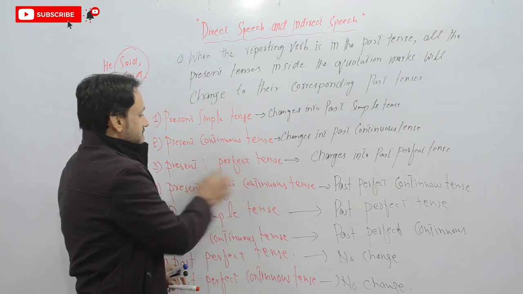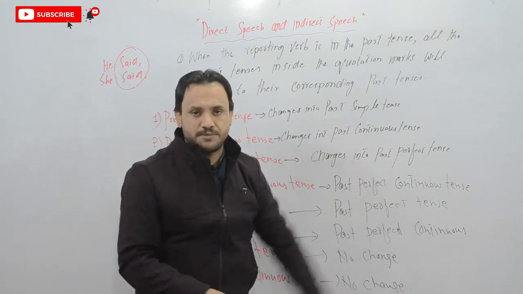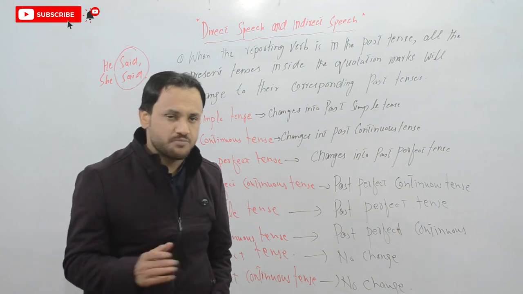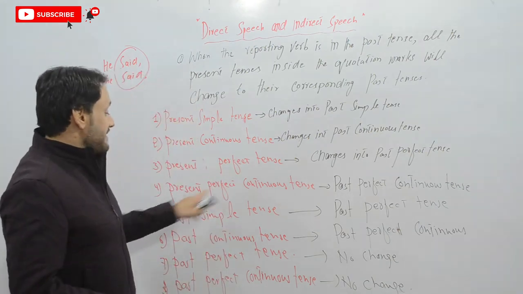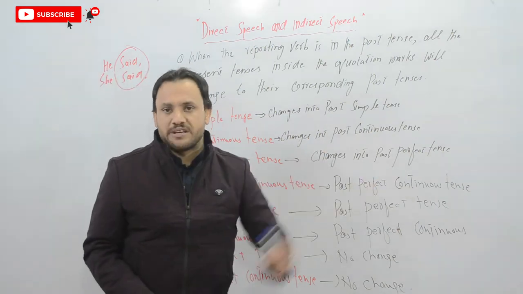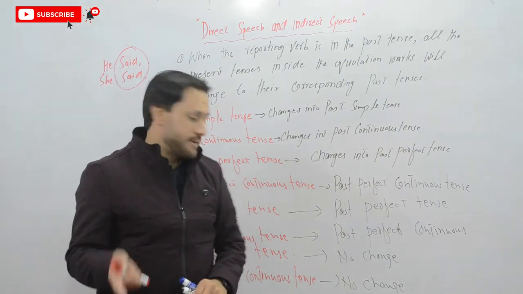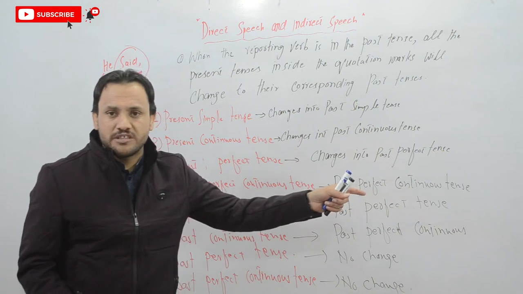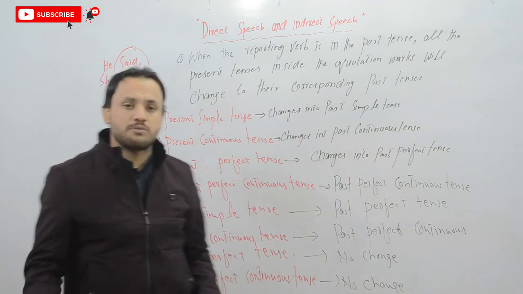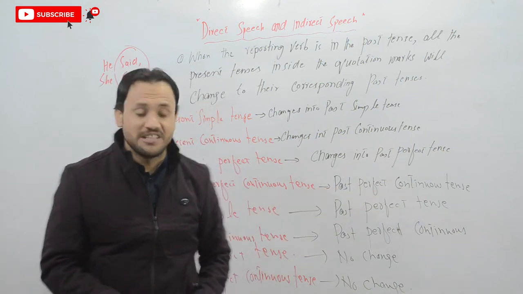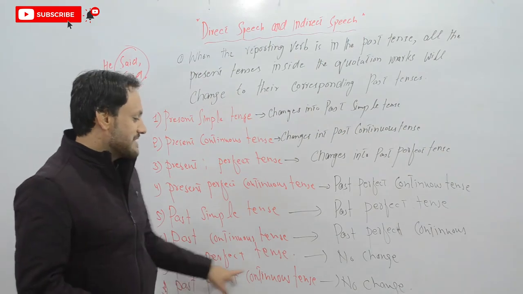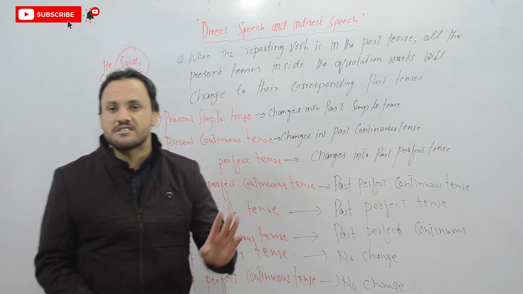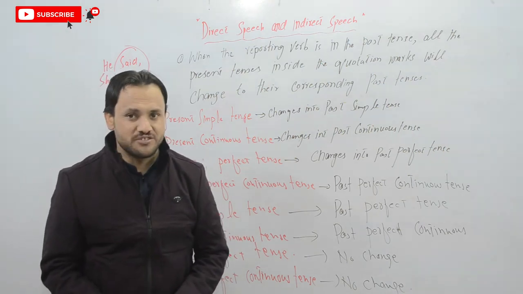Present perfect tense changes into past perfect tense. Present perfect continuous changes into past perfect continuous. Simple past changes into past perfect. Past continuous changes into past perfect continuous. Past perfect tense does not change, and past perfect continuous tense will also not change.